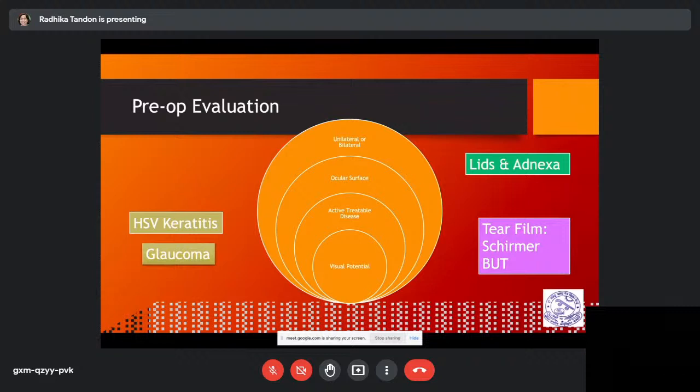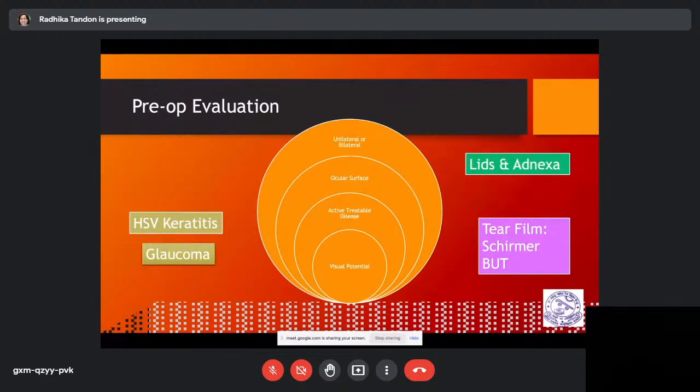In the case of a corneal graft, you must focus on these areas and specifically make sure that you are not missing out. One is herpes simplex keratitis. I think everybody in the center is well versed with this. But you must keep reinforcing that sometimes HSV keratitis may be missed or may be confused with something else. And the other is glaucoma, because that can make a tremendous impact on the outcome.